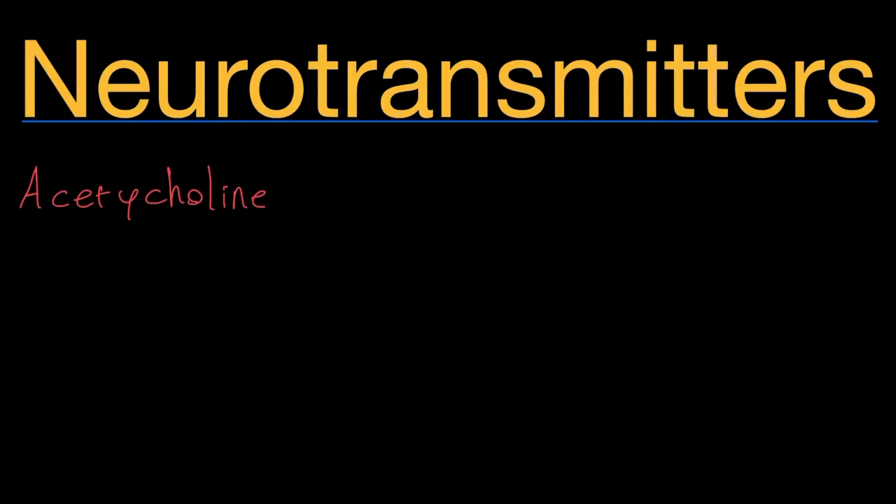In this video, we're going to talk about neurotransmitters. This is a list of them that you should know for AP Psychology. So first we have acetylcholine.